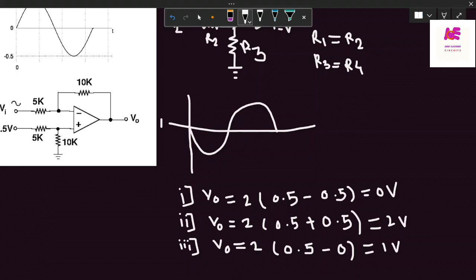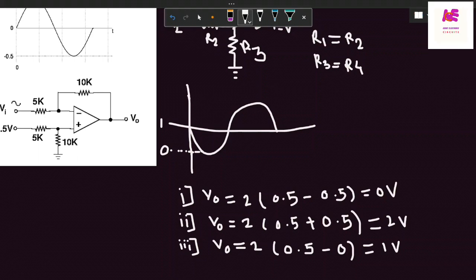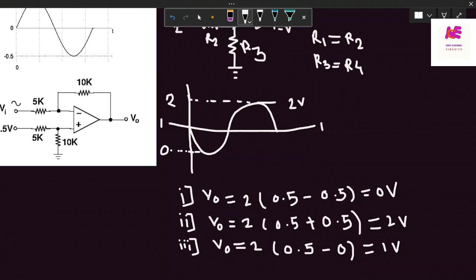For the positive half cycle, we get the output voltage here, which is 0, the first case. And for the negative half cycle, we get the output voltage, which is 2. This is 2 volt, this is 1 volt, and this is 0 volt. So this will be the nature of the output signal.